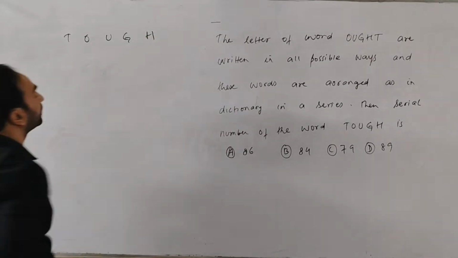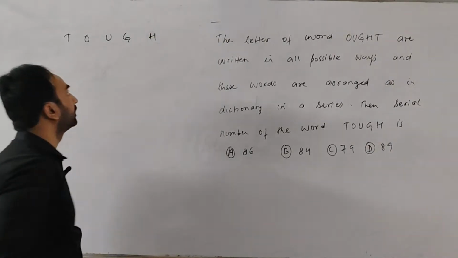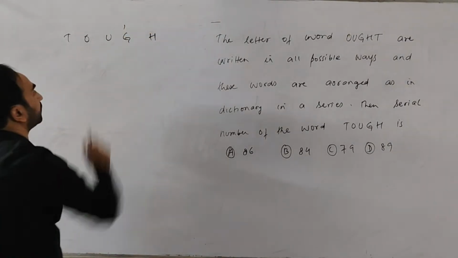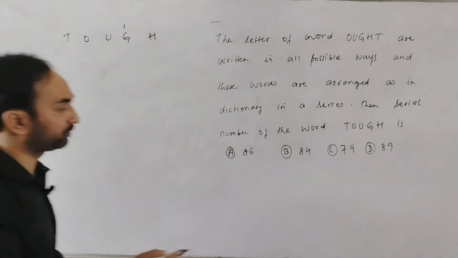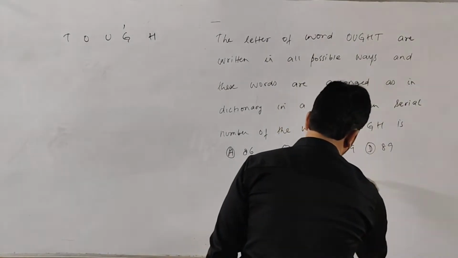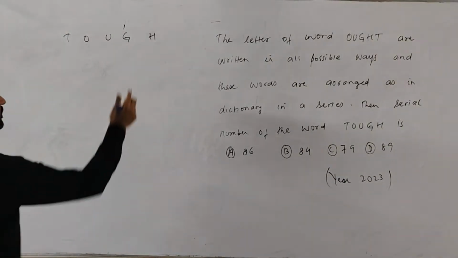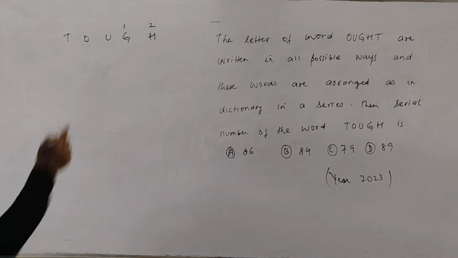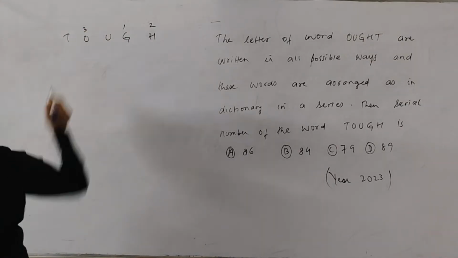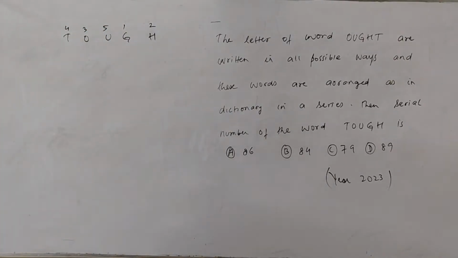TOUGH. And now number it as per the English alphabet. So first what will come? G will come first. And this problem is from the year 2023. So we'll write it as first G will come, then H will come, then O will come third, then fourth T, and then fifth U. So this will come as 4, 3.